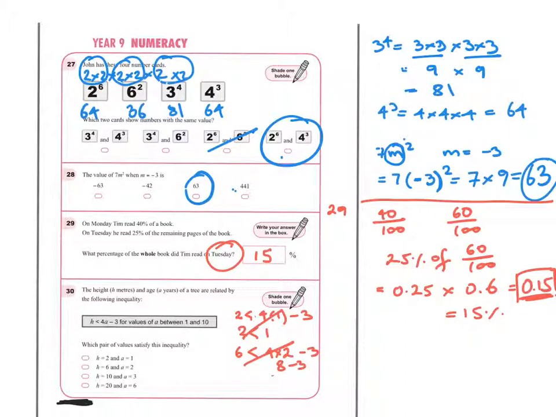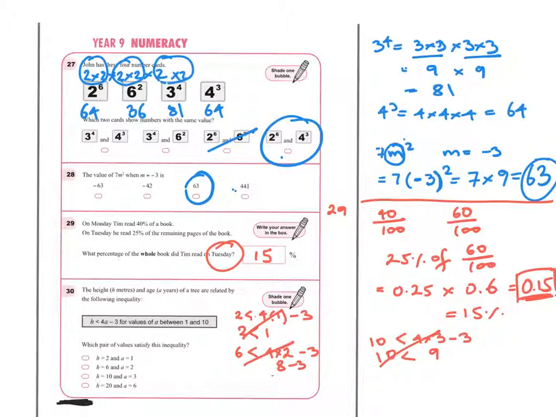Okay, so it's not that one either. Age is 10 less than 4 times a, which is 3. 4 times 3, take away 3. 4 times 3 is 12, take away 3, it's 9. Is 9 bigger than 10? I don't think so.